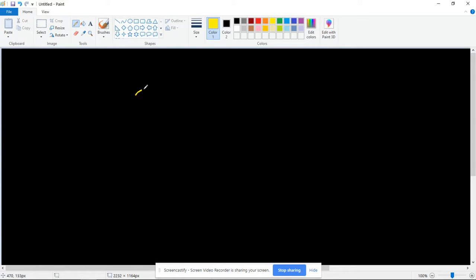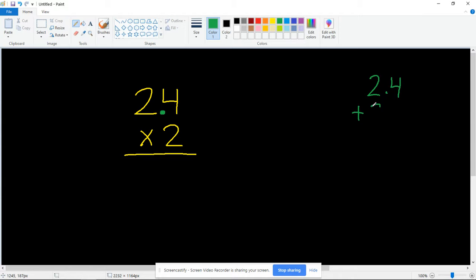Now, if we're going to do multiplication of decimals, let's take two numbers and let's just make them up here. Let's say 24 times 2. The only difference with multiplication of decimals, there's a decimal. We're going to throw it in there. We're going to say it's two groups of 2.4. So this is really the math that we're doing.